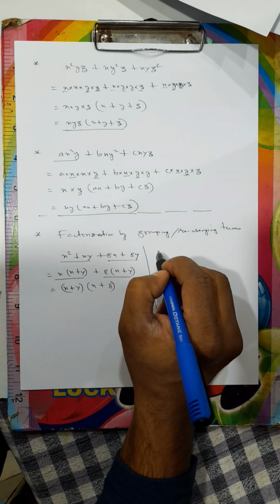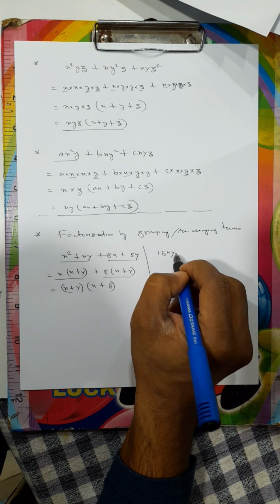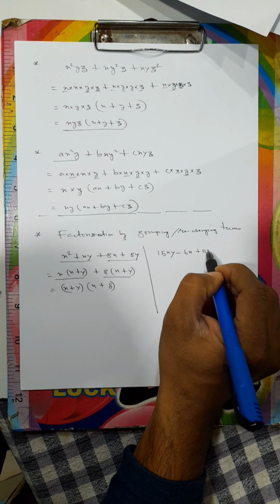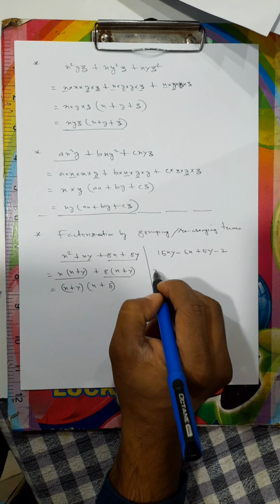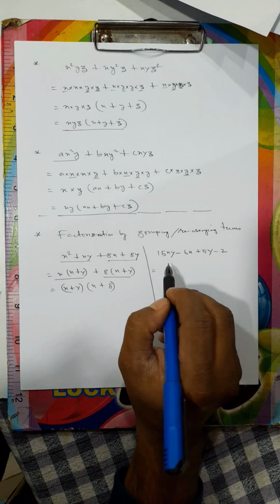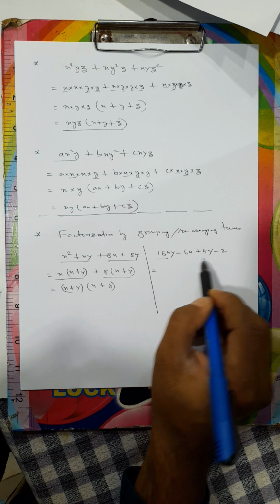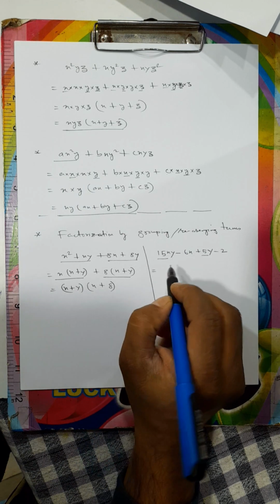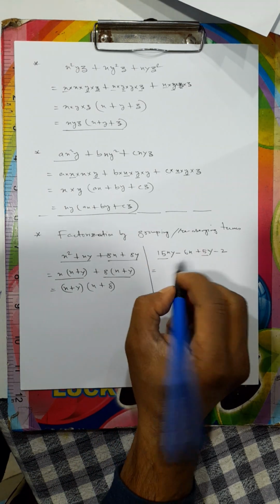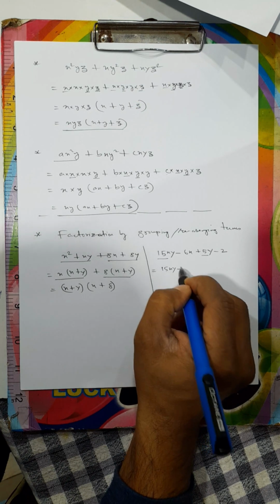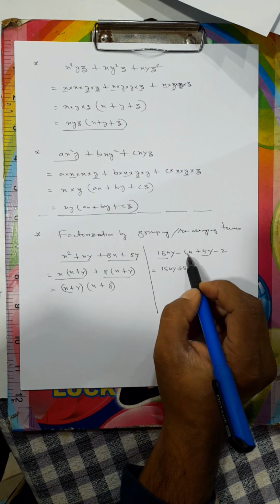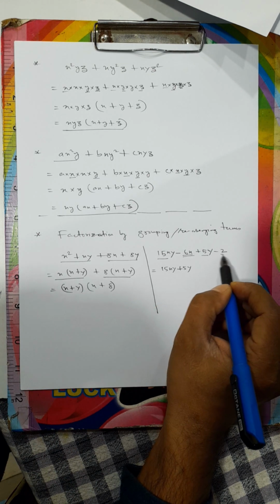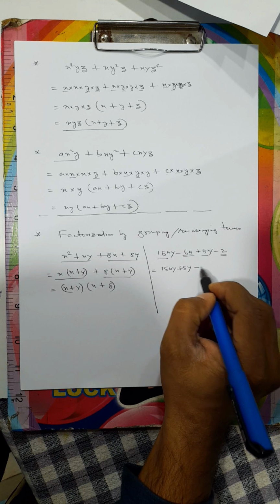Similarly, let us do this: 15xy minus 6x plus 5y minus 2. So how do we group these terms? Let us think about 15 and 5. They have a common factor of 5, right? 5 is a common factor of 15xy and 5y. So let us group these two terms together first, 15xy plus 5y. Similarly, 6x and 2, they have a common factor. 2 is a common factor of 6x and 2. So we will group them together.